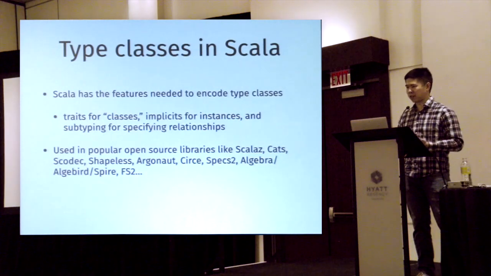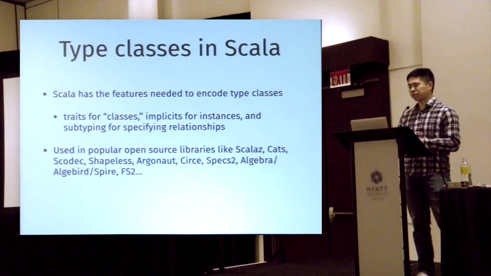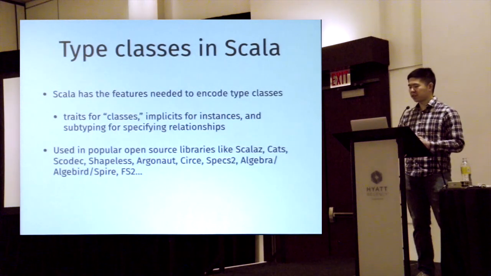So we have a lot of open source libraries across a variety of domains that people use, and they use type classes as sort of the main abstraction mechanism. So we have libraries like Scalaz and Cats, which are just general functional programming libraries. We have libraries like Scodec, Argonaut, and Circe, which are libraries for binary serialization and JSON serialization.